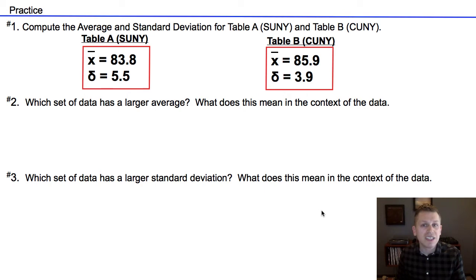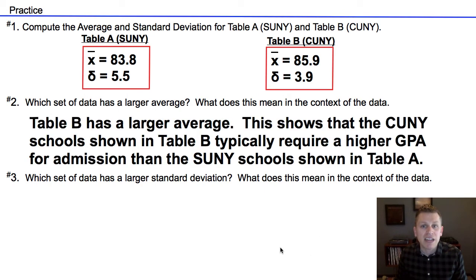Well, clearly you can see that Table B has a larger mean. Table B has a mean of 85.9, where Table A has a mean of 83.8. What does that mean? Well, that means that typically it's going to be more difficult to get into a city school than it is to get into a state school based on this data, because this number is larger.